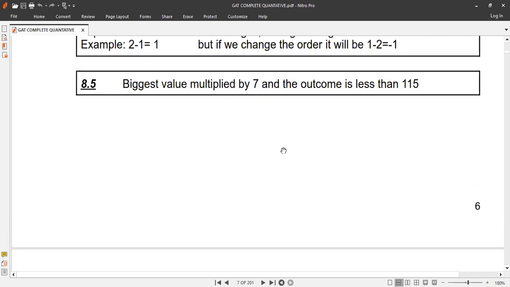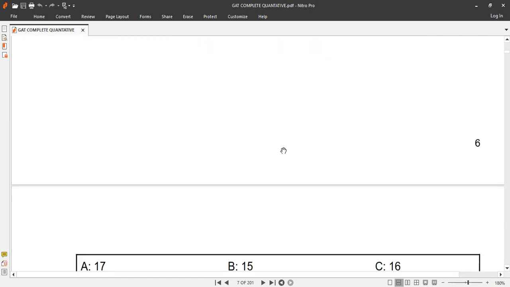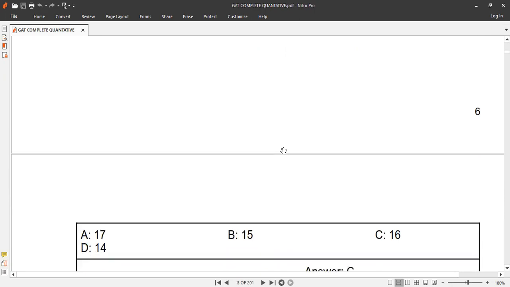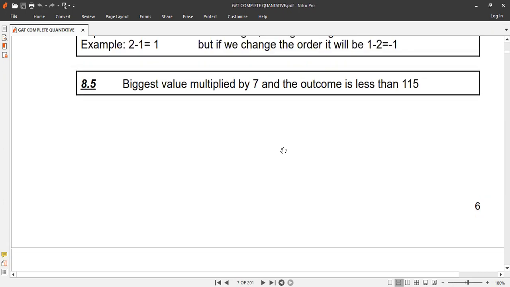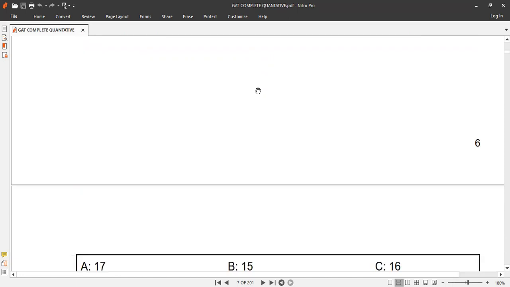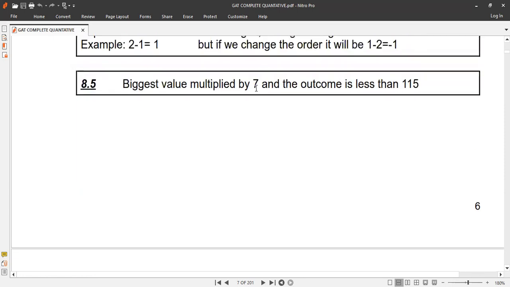My advice to you in these cases, if you don't know mentally, is to try the middle number, or an easy number. Let me try 15. 15 multiplied by 7, because the table of 15 is very easy, is 105. I want the outcome to be less than 115, but he wants the biggest value. So I still have a chance to try 16. I will add only 7 to 105. It equals 112. So 7 multiplied by 16 equals 112.